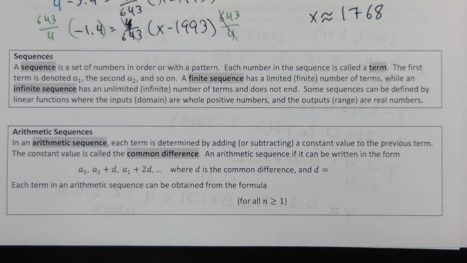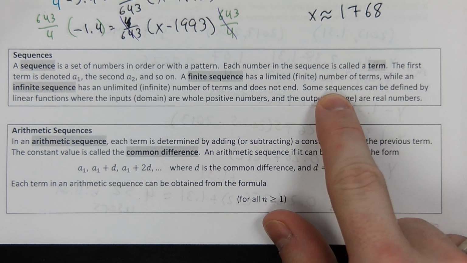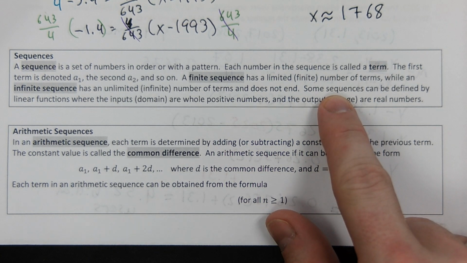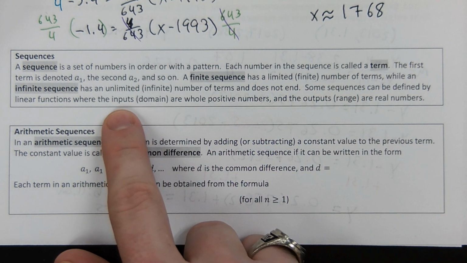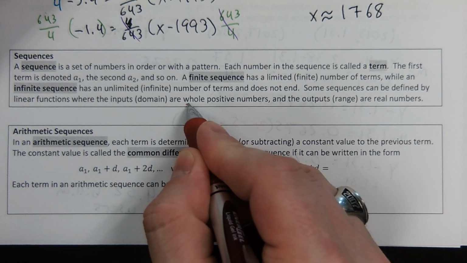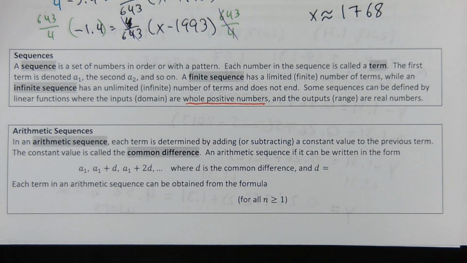For example, here's a sequence that you all know and love. 1, 2, 3, 4, 5, 6, 7, 8, 9, and so on. That's the sequence of the whole number system. It goes on forever. It's an infinite sequence. The reason why this material is in this part of the notes is because some sequences can be defined by linear functions. But specifically, the inputs are whole positive numbers.